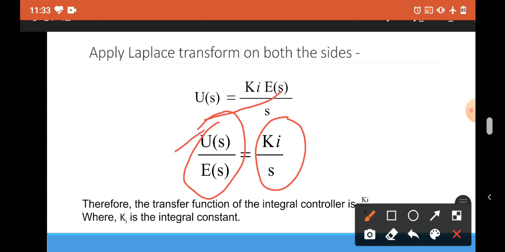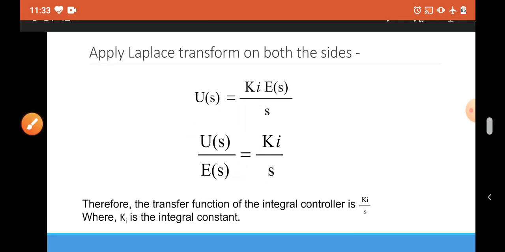Now this is u of s, that is output, this is e of s, that is input. So output upon input is nothing but gain or transfer function, and the transfer function for this integral controller is equal to ki by s. This is the gain of this integral controller, and ki is also known as integral constant.